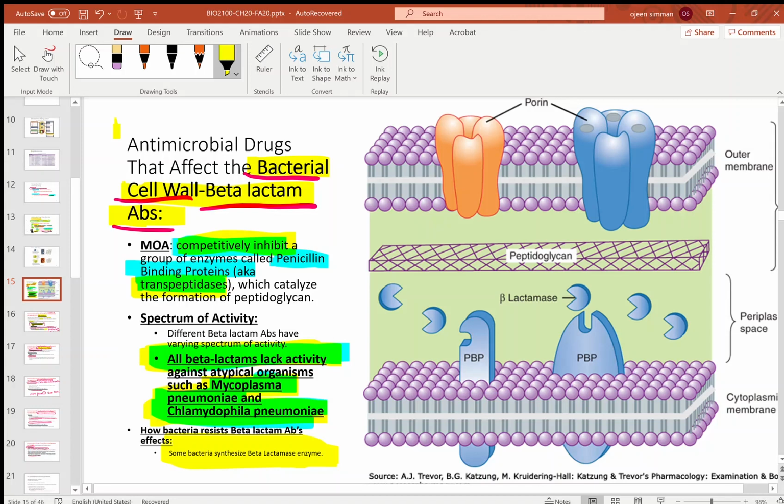How can a bacteria develop resistance against these beta-lactam antibiotics? Well, certain bacteria are able to synthesize an enzyme called beta-lactamase enzyme, which catalyzes the breakdown of these beta-lactam rings because it destroys their structure.